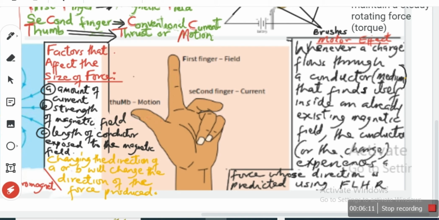Is that clear? Fleming's left-hand rule is to show us the direction of the push. Now that's what we call motor effect. Whenever a charge flows through a conductor or a conducting medium that is inside an already existing magnetic field, the conductor or that moving charge will experience a force. And the direction of the force is predicted by Fleming's left-hand rule.